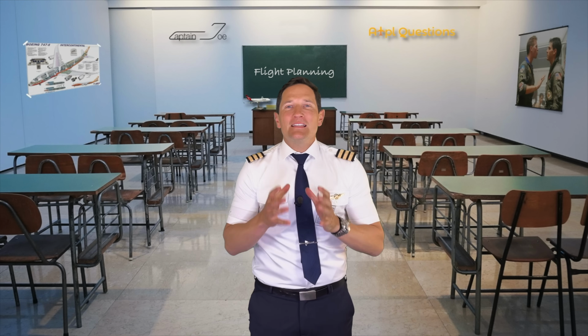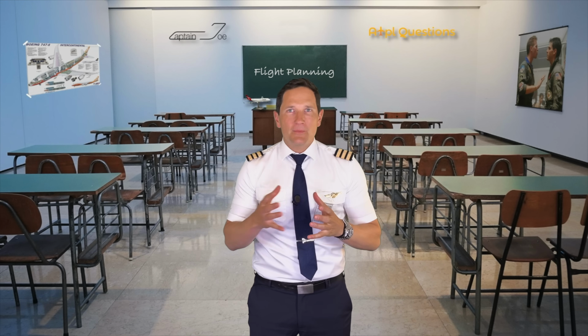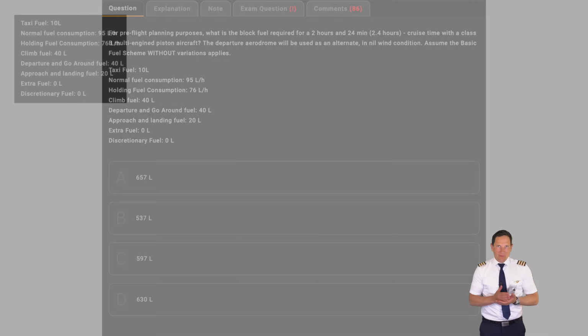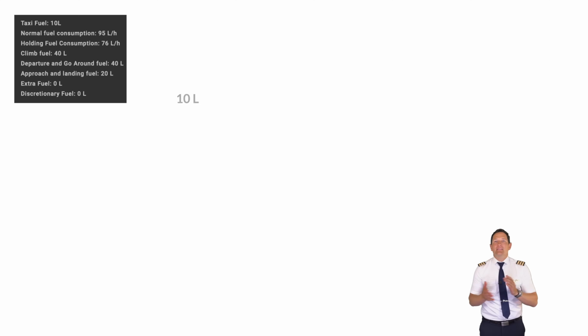Okay, this one is no joy because you need to know which fuel figures apply to your calculation. So let's start from the beginning and we'll add the fuel step by step. Starting with taxi, okay, 10 liters into the tank. Then we need to depart from our departure aerodrome, so 40 liters into the tank.